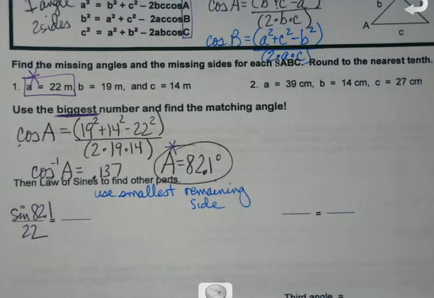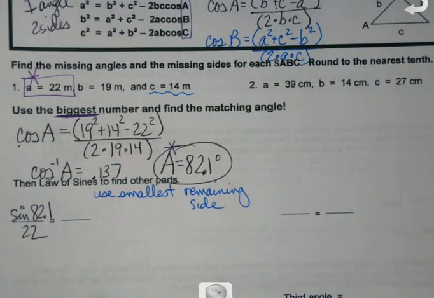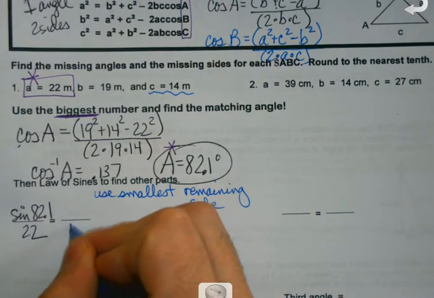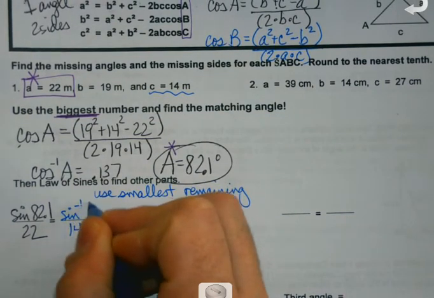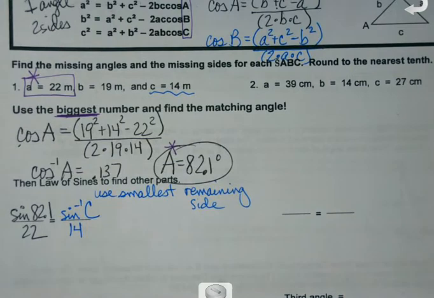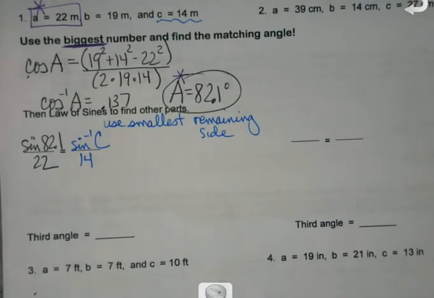So I look and I'm like, okay, well, what was that going to be this time? Well, the smallest side is going to be side C. So I'm going to use side C, and I'm going to be locating angle C. And I put the -1 just to remind me that I'm going to be using second because it's an angle that I'm looking for. So I do my work.